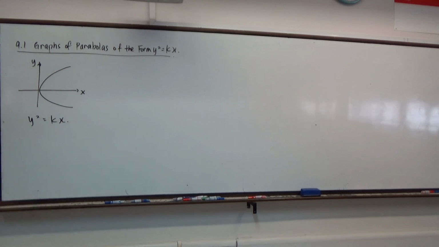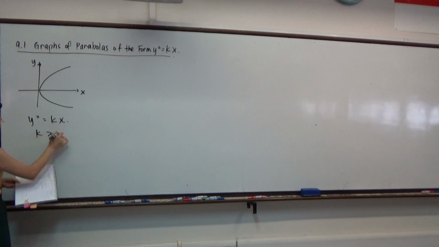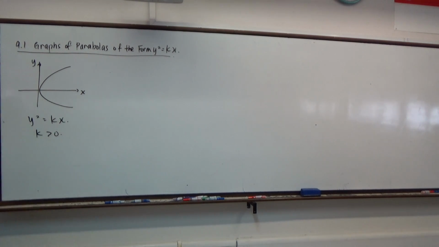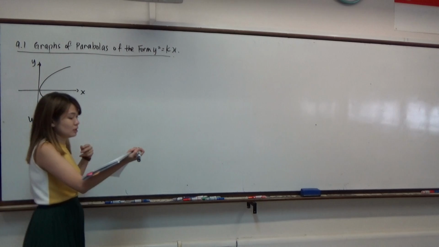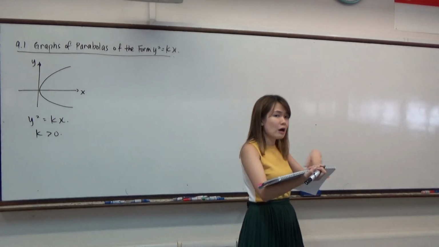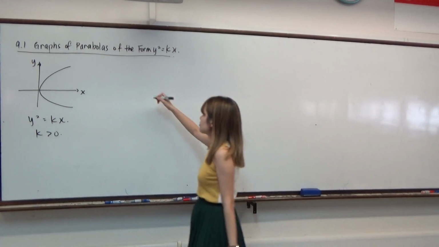In this particular case, we find that our k must be more than 0, which is sensible because if our x values are positive, we find that your y values are positive and also negative. So your k must be more than 0 in order to allow us to have y squared equals kx. So this is the equation for a parabola.